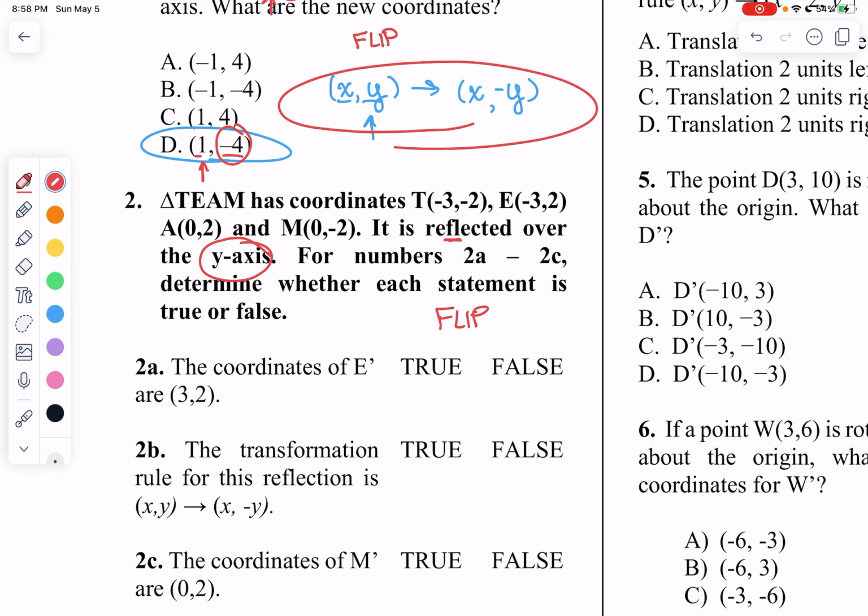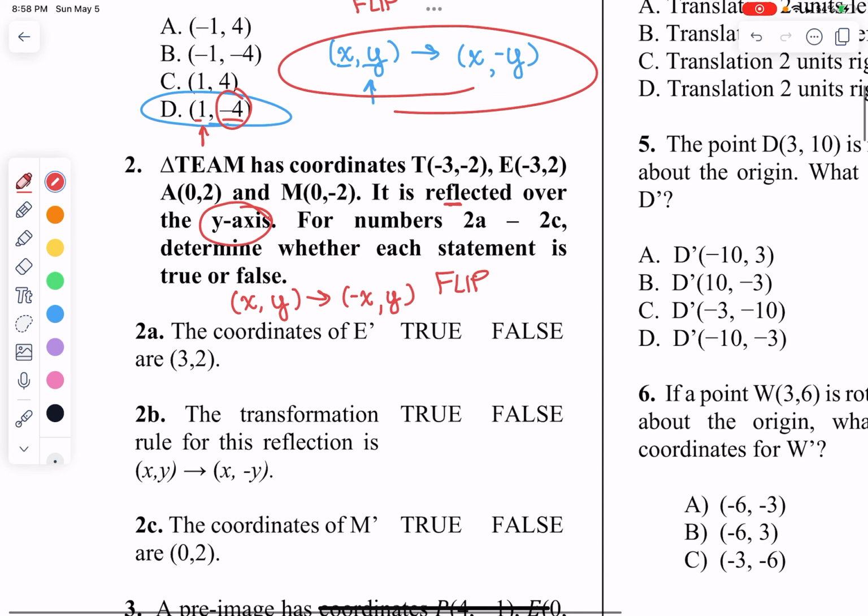But now I'm not reflecting over the x-axis, I'm reflecting over the y-axis, okay? When we reflect or flip over the y-axis, it is going to be our x that changes. My x is going to become the opposite, while my y stays the same, okay? So what does that mean for my different points? Well, 2a says that the coordinates of E prime, remember E prime is going to mean our new E, are positive 3, positive 2, okay?